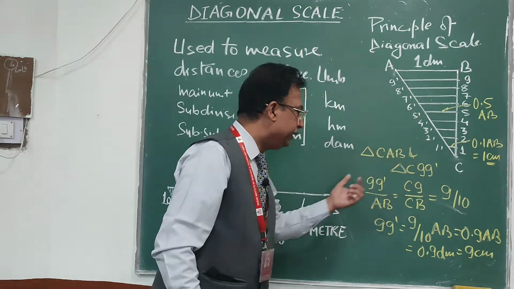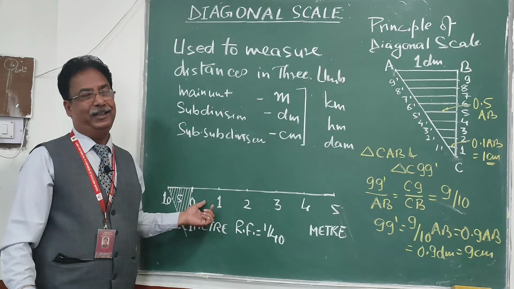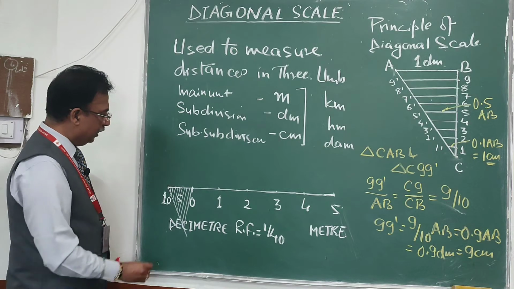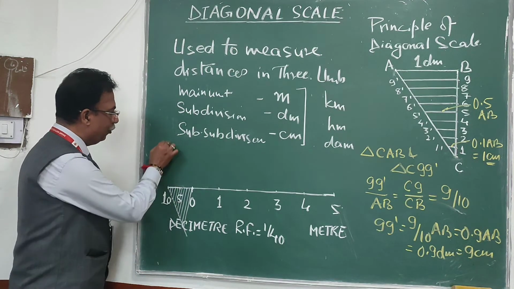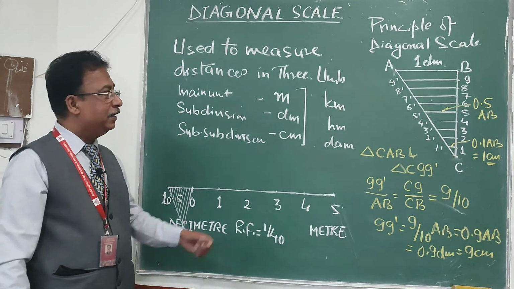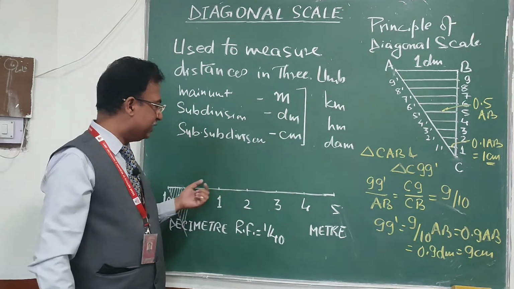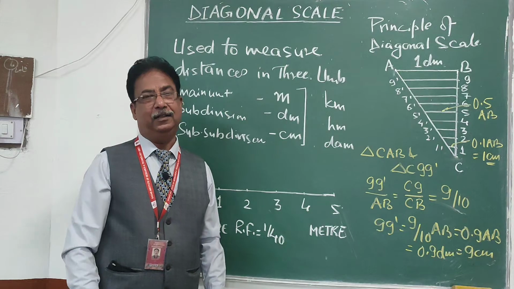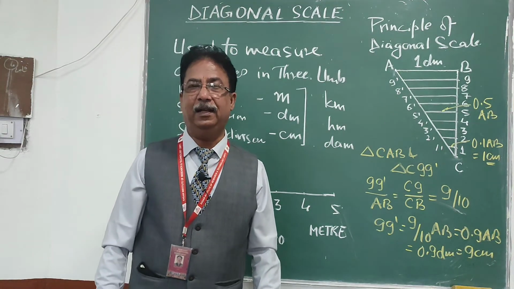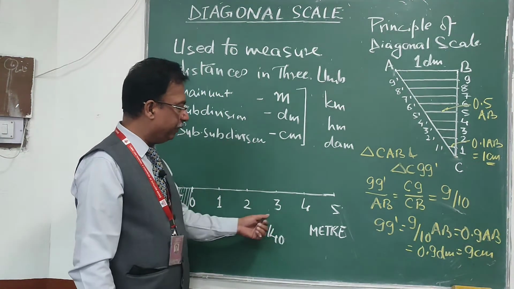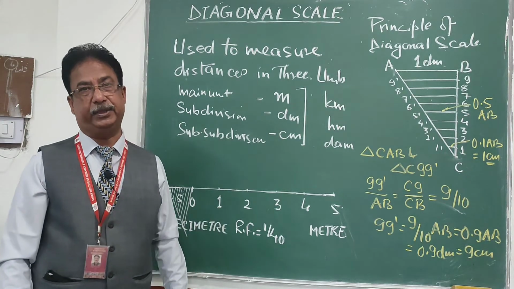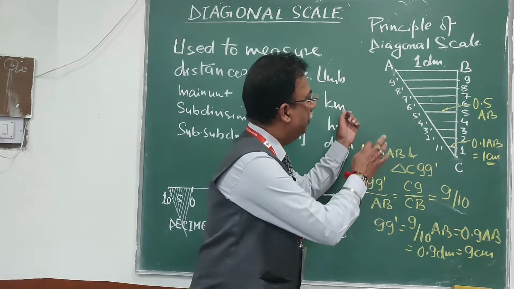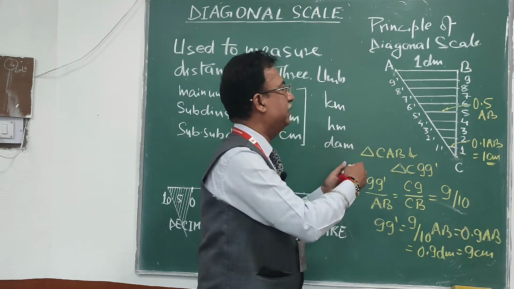If we incorporate this in our drawing, then the problem will be solved. So for that, I am going to draw a perpendicular on this line and just shift this triangle in this problem. Then I can solve the problem of diagonal scale, and I can make a scale which can measure in meter, decimeter and centimeter.